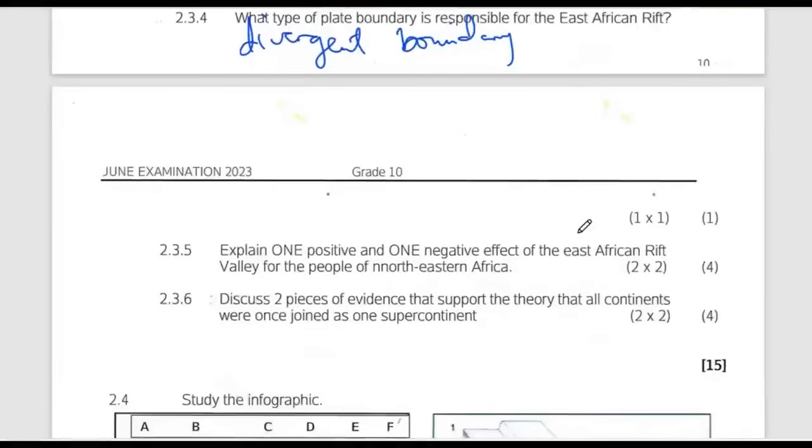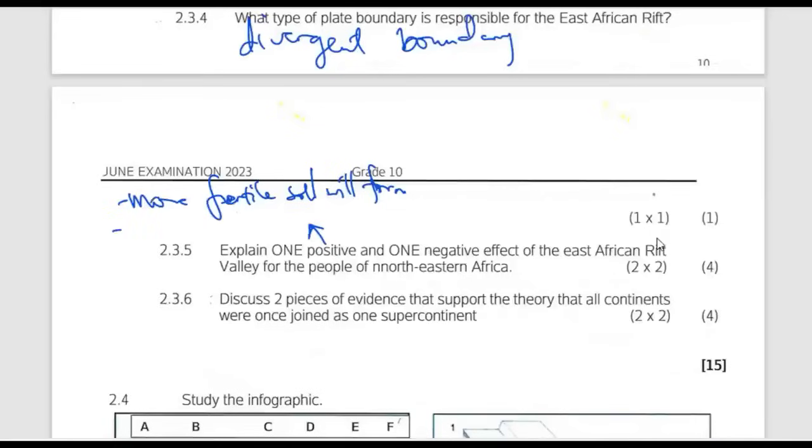Right. Explain one positive and one negative effect of the East African Rift Valley for the people of Northeastern Africa. How are people of Northeast Africa going to be affected positively and negatively because of the Rift Valley? Right, on the positive, you can highlight that because of the Rift Valley, more fertile soil will form, which is beneficial for agriculture. If you have fertile soils forming, it also means there will be favorable agricultural productivity.